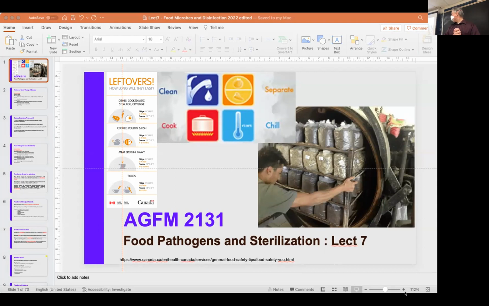So today's lecture, I'm going over the food pathogens. And in this first picture, I've got a little tiny message from Health Canada in the top corner. There's this little cartoon. It says, how do you treat leftovers? And it gives you a time of how long you can leave out things like cooked meat, stew, eggs. How long can you leave out fish and poultry, gravy?